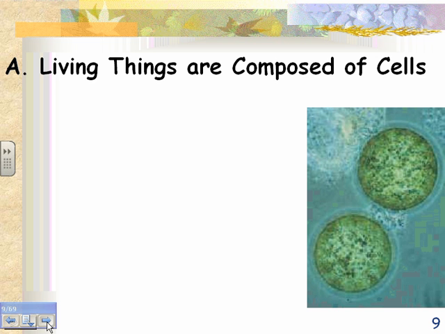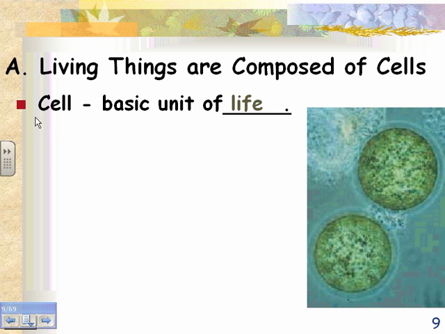The first one is that living things are composed of cells or made out of cells. So a cell is the basic unit of life. Don't mess this up with atom. Some students mess it up with atom sometimes. An atom is the basic unit of an element. A cell is the basic unit of a living thing. So every living thing is made out of cells.